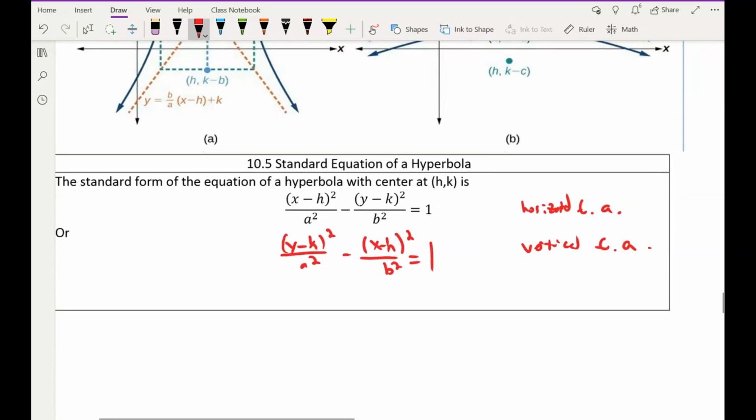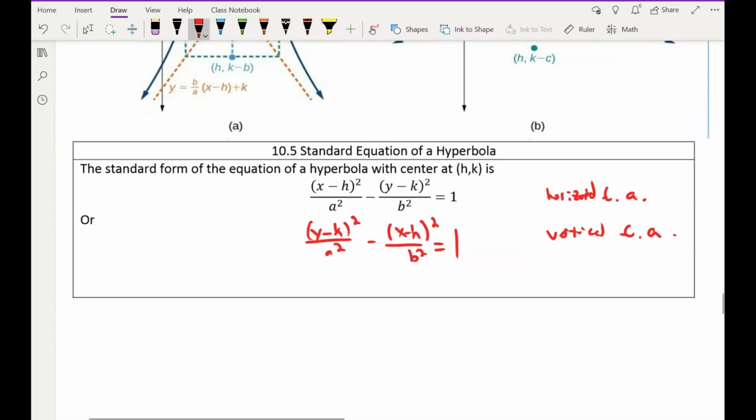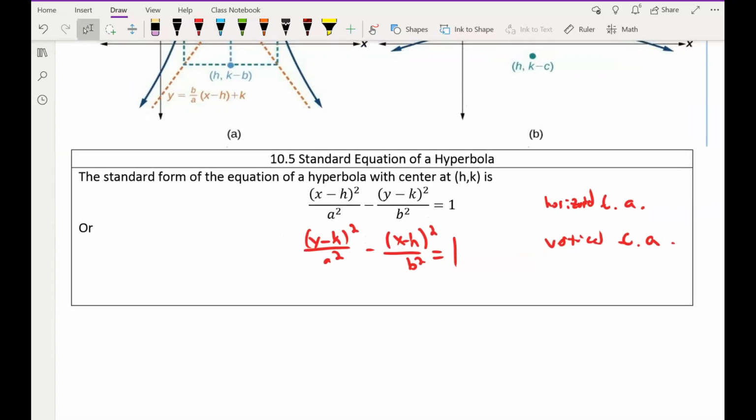And we're also going to have a way that we relate the c, a, and b quantities. For an ellipse, it was c squared equals a squared minus b squared. For a hyperbola, those quantities are going to be c squared equals a squared plus b squared, where that c is still being used to find the focus, and the a is still being used to find the vertex. So at least those commonalities exist between an ellipse and the hyperbola. We'll write that down.